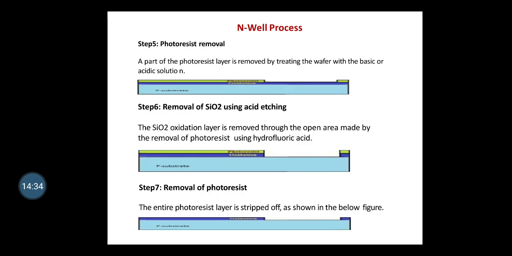Step 5, photoresist removal. A part of the photoresist layer is removed by treating the wafer with a basic or acidic solution. Step 6 is removal of SiO2 using acidic etching. The SiO2 oxidation layer is removed through the open area made by the removal of photoresist, using hydrofluoric acid. Step 7, removal of photoresist. The entire photoresist layer is stripped off as shown in the figure below.